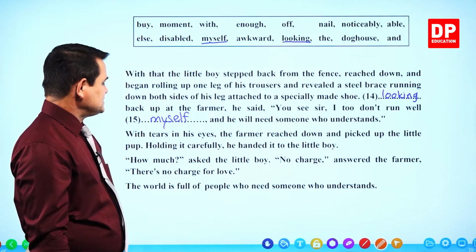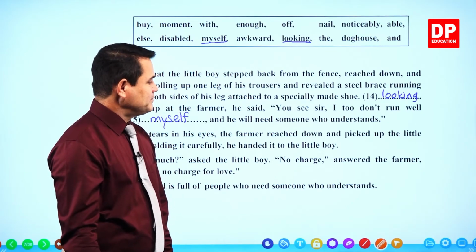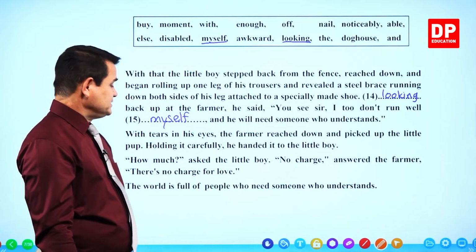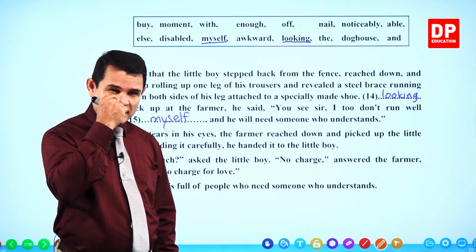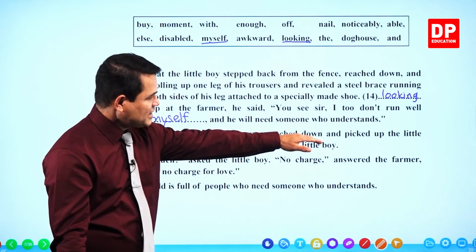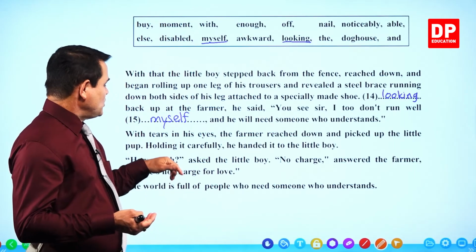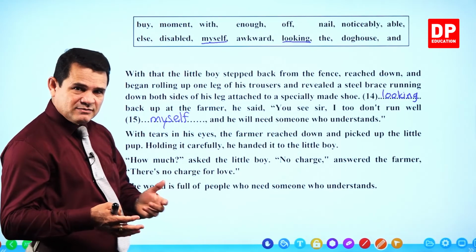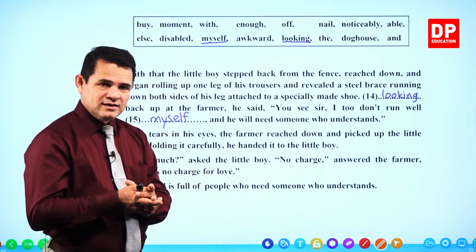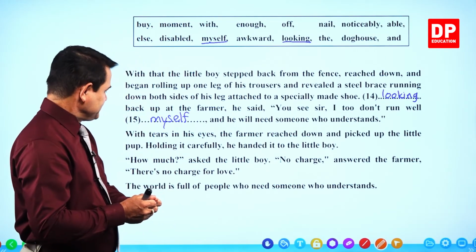With tears in his eyes, the farmer reached down and picked up the little pup. Holding it carefully, he handed it to the little boy.